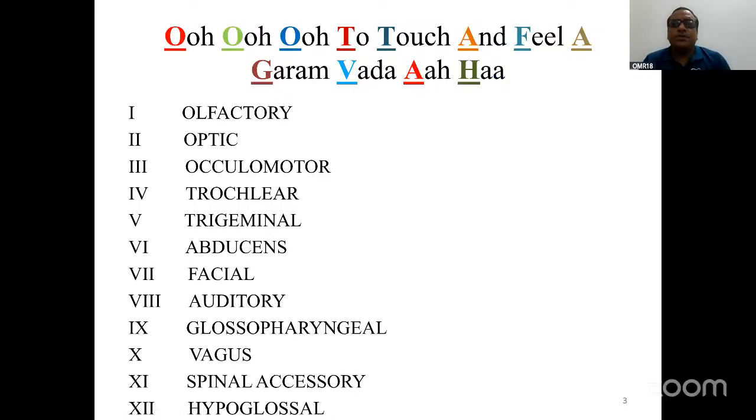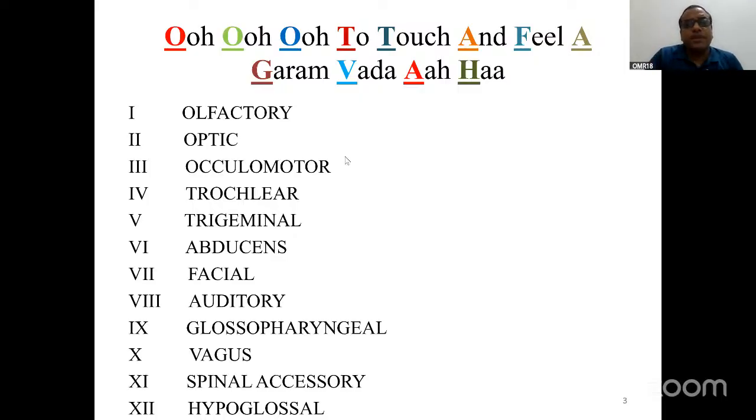O O O, to touch and feel a garam vada aha. If you read this 2-3 times, you will learn the mnemonic. O O O, to touch and feel a garam vada aha. It's a mnemonic, and please understand that mnemonics do not have a meaning. Don't try to find a meaning in the mnemonic. It is just for us to remember a difficult thing in an easier manner. Please do not find meaning in mnemonics. It may be funny, it may be really astonishing, it may have no sense, it doesn't matter.